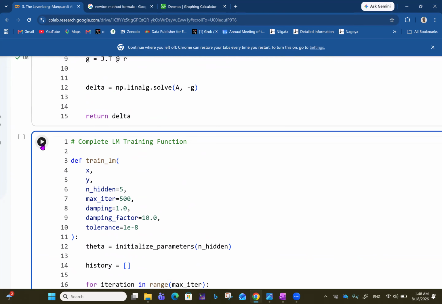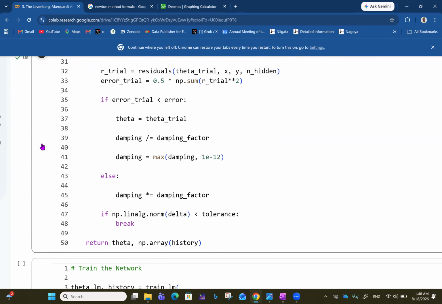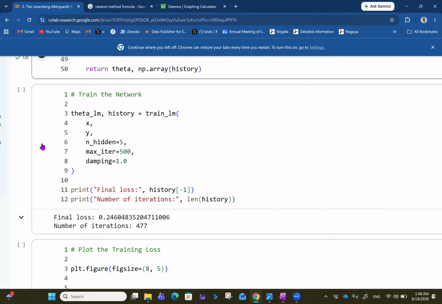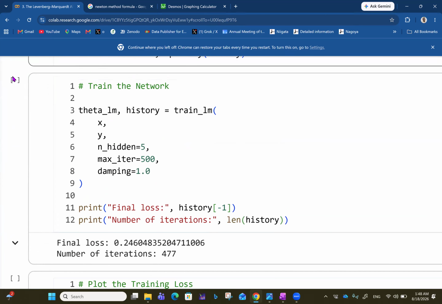So let me run this because it's going to work towards where we're going. Then you can now train the network at this point. To train the network, you have theta LM, which you've defined already, and history, which is train LM, XY, and all of this. If you do this now, you discover the final loss is like 0.24, which is small, right? Maybe not too small, but at least small enough. The number of iterations it takes is 477. So it doesn't have to take all the 500 iterations before meeting the criteria.